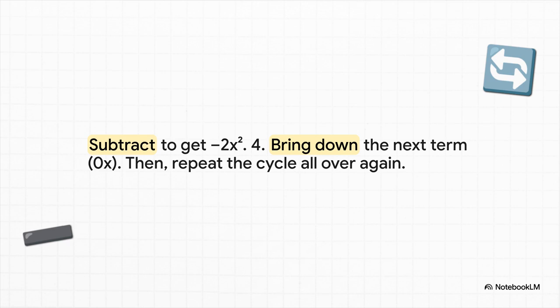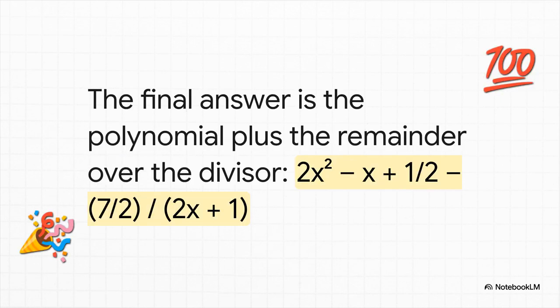We just grab the next term in line, which is our 0x placeholder, and pull it down. And look at that. We have a new expression, and we're ready to start this cycle all over again. So we just keep running that same loop a couple more times until we get to a remainder that's too small to be divided anymore.